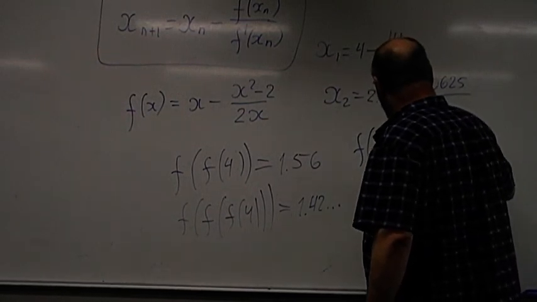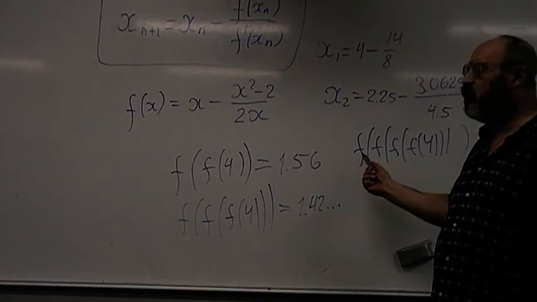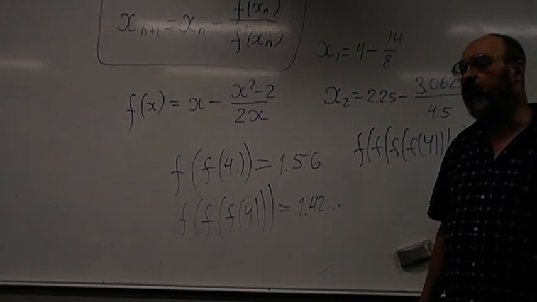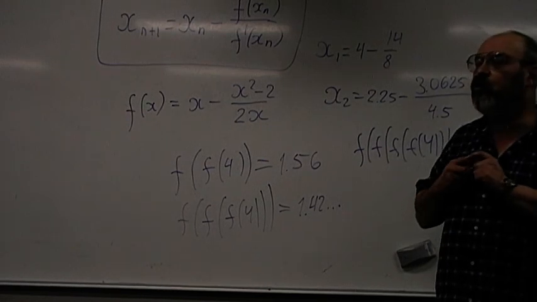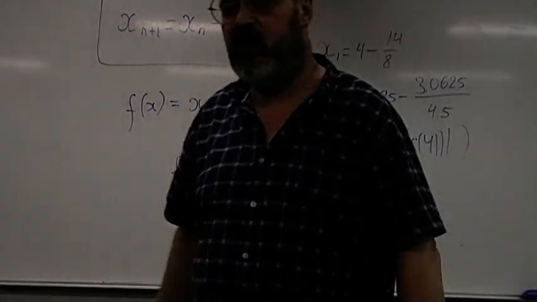The next step, you just do f of that again. In this way, after you set up the function, just adding another f, you can calculate this table and stop at the required approximation. So that's how you use Newton's method of solving equations.